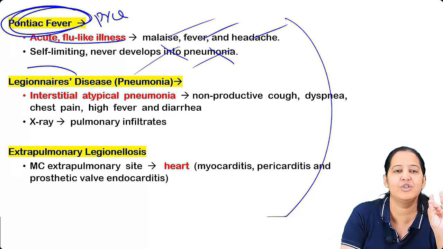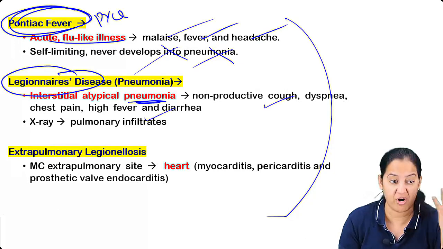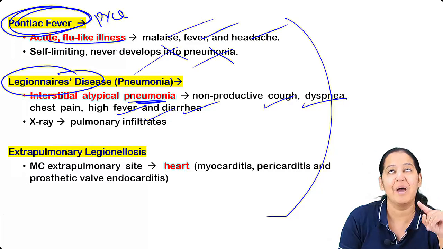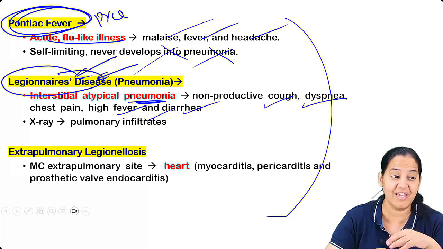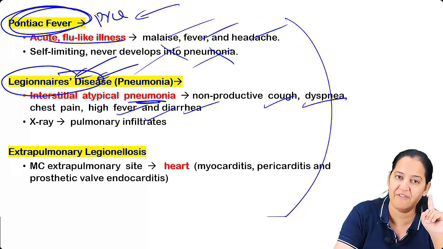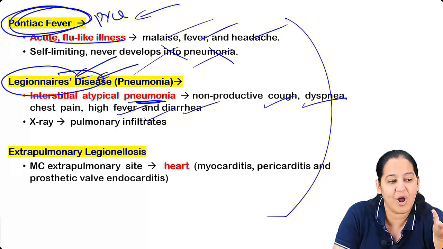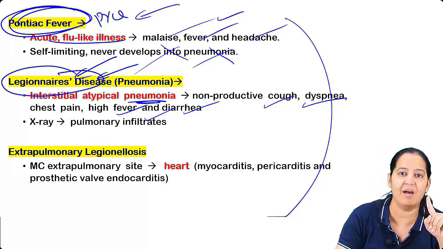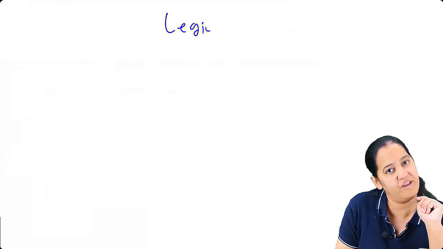The second is Legionnaire disease. Here, severe pneumonia will occur. Treatment is required. Patient has cough, dyspnea, fever, diarrhea. But you don't get a question on that because it is obvious that Legionnaire disease is caused by Legionella. Such an easy question will not come in the exam. You will get the question: Pontiac fever is caused by. Then you will wonder what it is. The third is extrapulmonary disease, in which the most common organ involved is the heart. So these are the three diseases. So in Legionella, we are done.